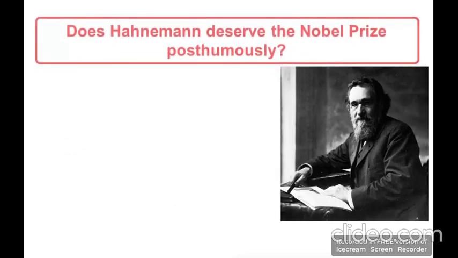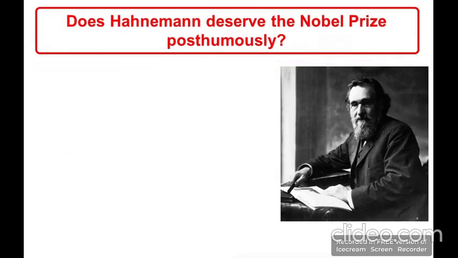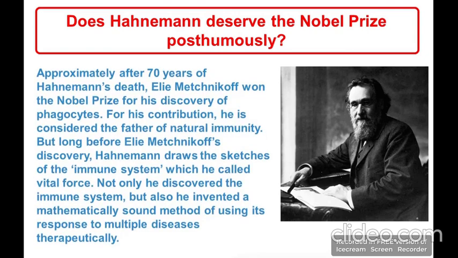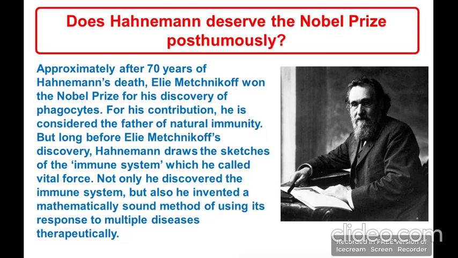Does Hahnemann deserve the Nobel Prize posthumously? Approximately 70 years after Hahnemann's death, Elie Metchnikoff won the Nobel Prize for his discovery of phagocytes. For his contribution, he is considered the father of natural immunity. But long before Elie Metchnikoff's discovery, Hahnemann drew the sketches of the immune system, which he called vital force. Not only did he discover the immune system, but he also invented a mathematically sound method of using its response to multiple diseases therapeutically.